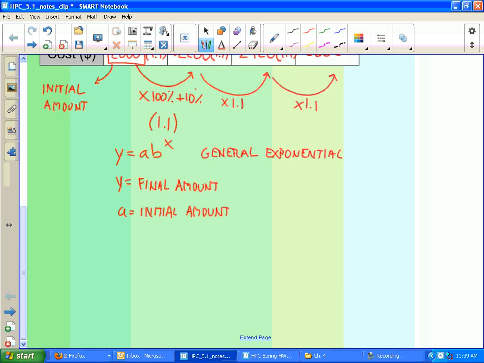B is known as your growth or decay factor. And then x is your time period, meaning it doesn't have to just be per year. That could be looking at something where it happens on a daily basis or over a decade or something like that. So time period doesn't have to be a 1 year, 1 day thing. That's our general formula, y equals a b to the x.